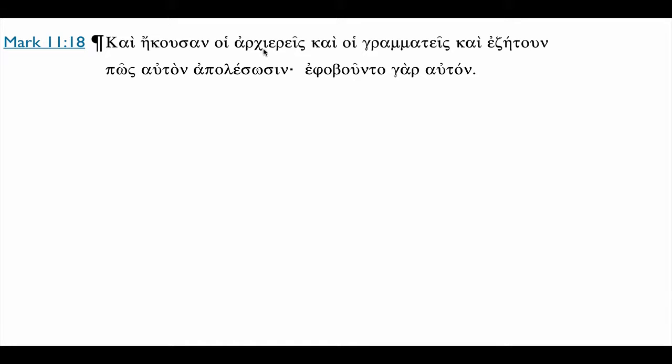the high priests and the scribes, that's what we're practicing. These are our new type of third declension nouns. The high priests and the scribes, ekousan, simple aorist from akouo, they heard. Kai ezetoun. What is ezetoun?